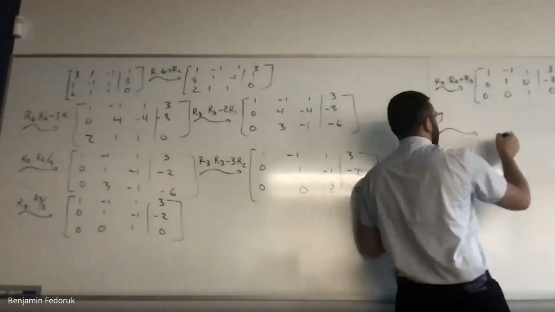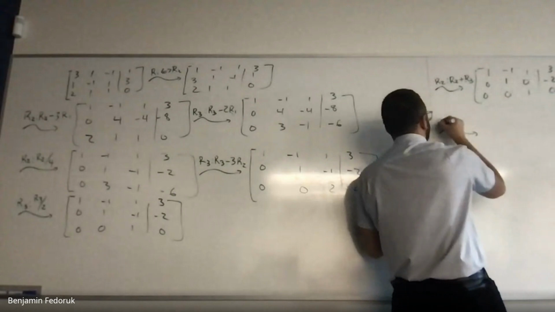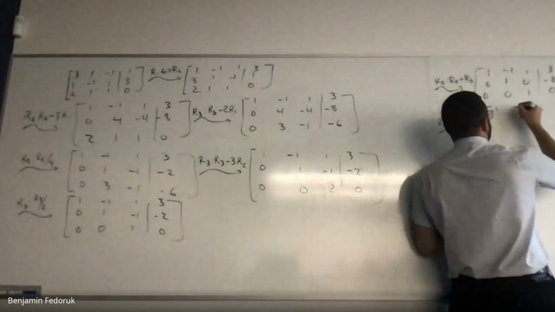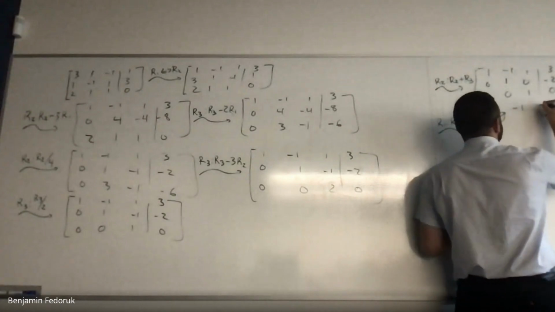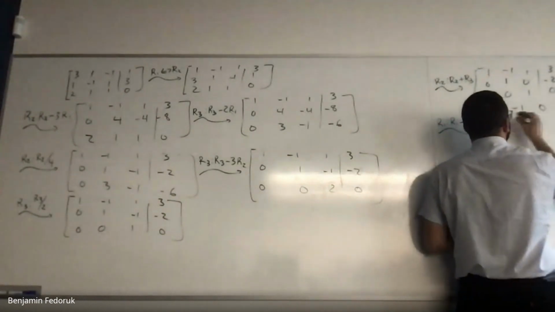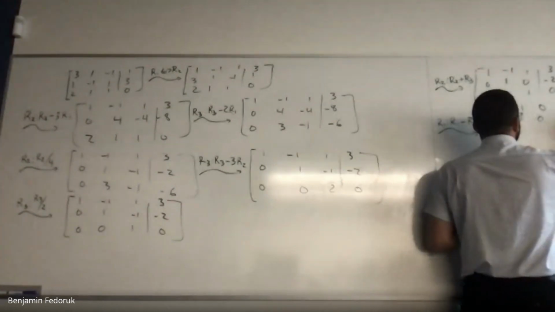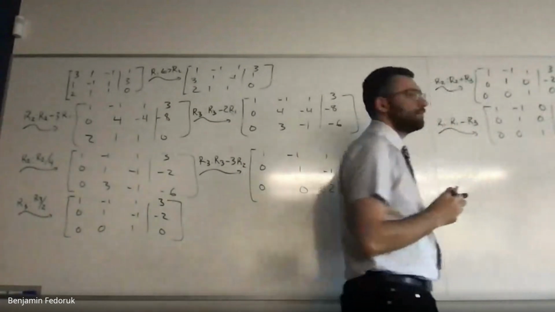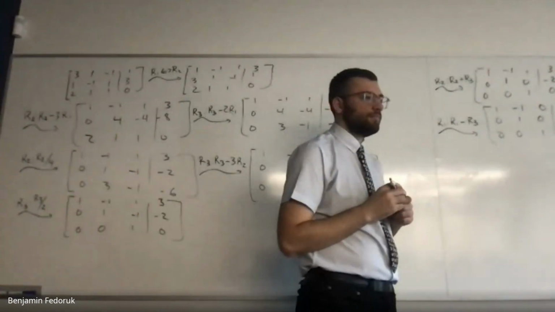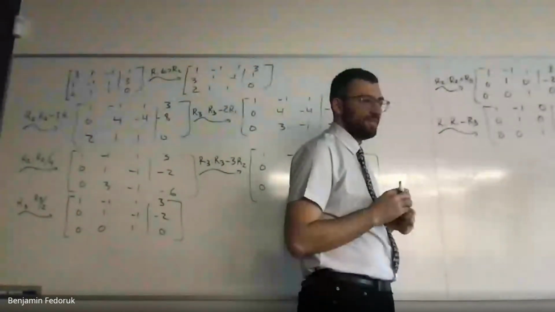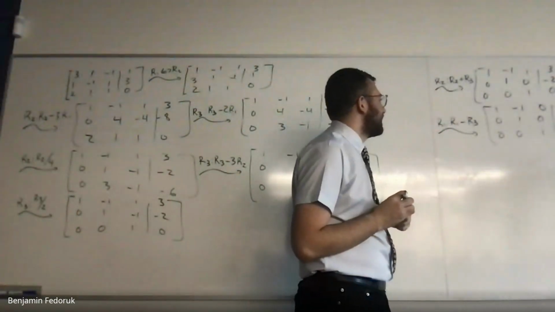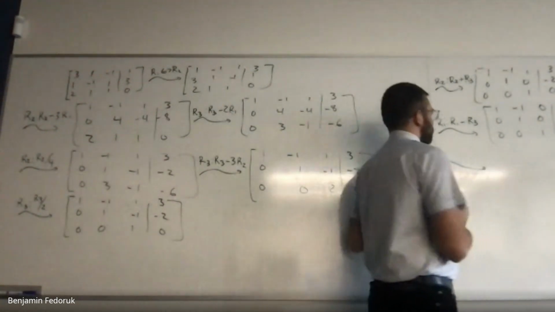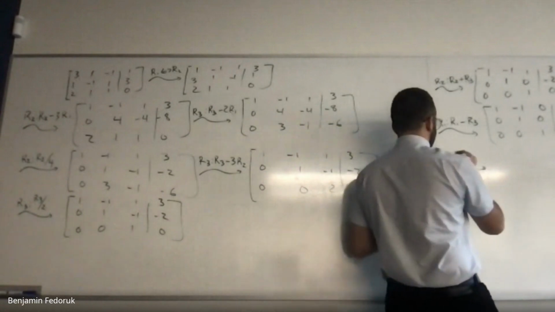Next step I can do, maybe I want to get rid of that one up there. So I'll do row 1 gets row 1 minus row 3. That'll give me this. I want to double check that I get this right. Like that. Good with that? Okay, cool. Awesome. Last step. Anyone know what it is? R1 plus R2. Yep.